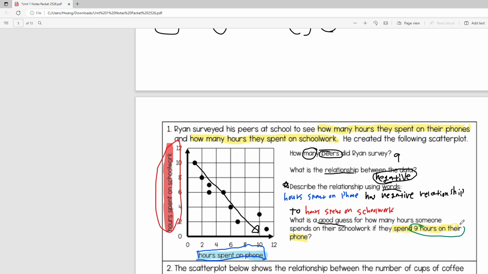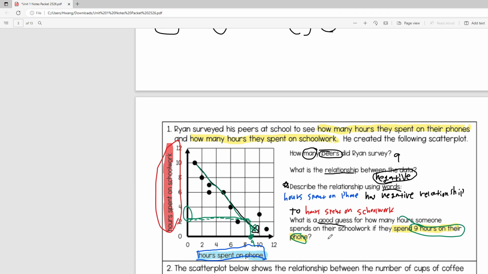Here, 9 hours spent on their phone is the independent variable. So I'm just going to find the number 9. So that is 9 hours spent on phone. And as the hours spent on phone equals 9, what is my approximate value? When you spend 9 hours on phone, the estimated hours spent on schoolwork should be correlated on this line. So if you actually look at it, as you spend 9 hours on phone, your estimated hours spent on schoolwork should be between 2 to 4 hours by the line, the negative slope.